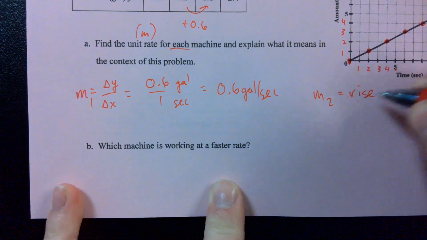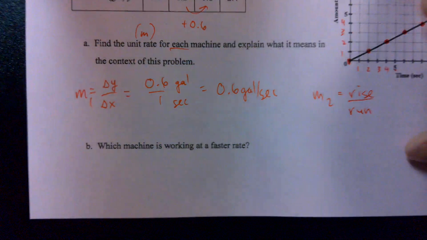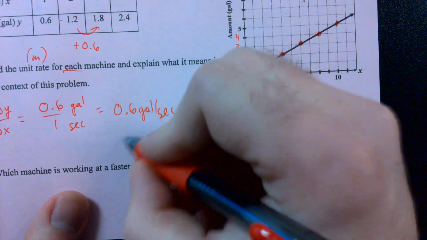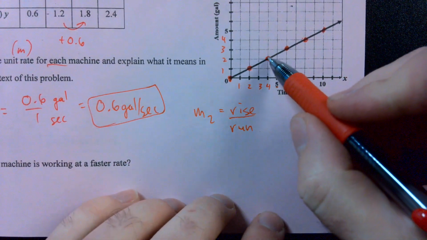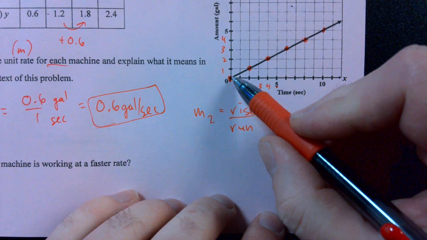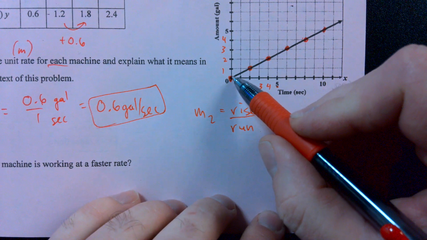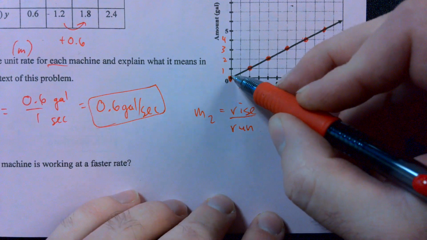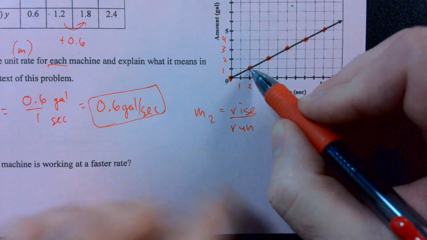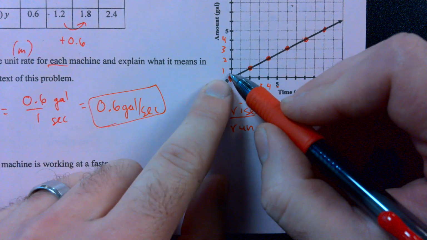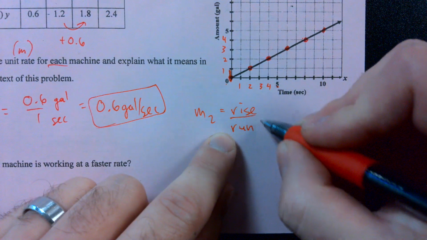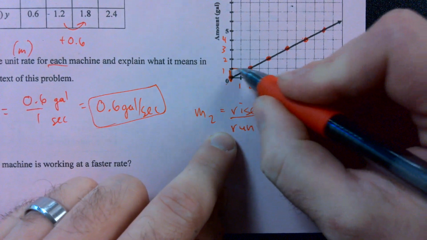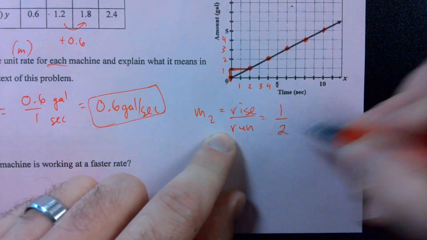For my second slope, I'm going to do rise over run because I'm looking at a graph. Right? So if I start at the leftmost point here, how many units am I going to rise up from this point? If I'm going from this point to this point, how many units am I rising up? 1. Okay, so my rise was 1. How many units am I running over to the right? 2. So my run is 2.